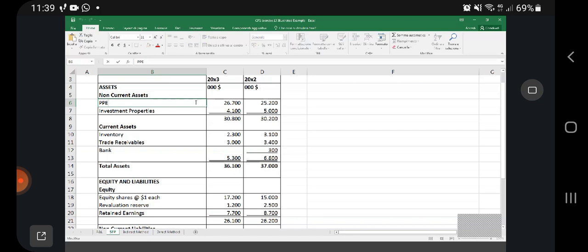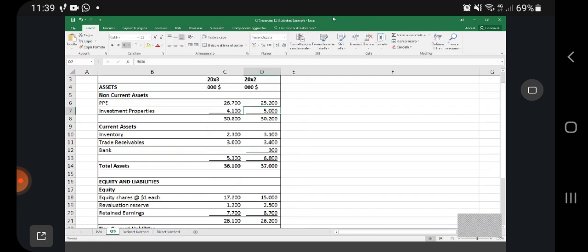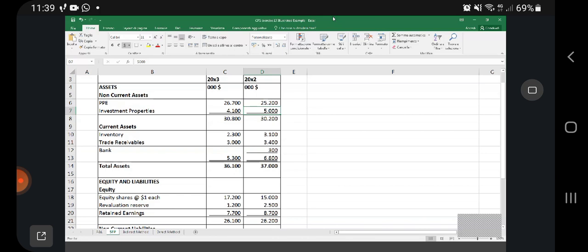You see that there is an increase in value from one year to the other. And then we have the investment properties over here. You can see that the company really has two classes of properties: one that it uses for its primary business, and one that it uses as an investment property. Then, as part of current assets, we have inventory, trade receivables, and bank account. Now, just try to understand for yourself if you are familiar with every item of these financial statements.